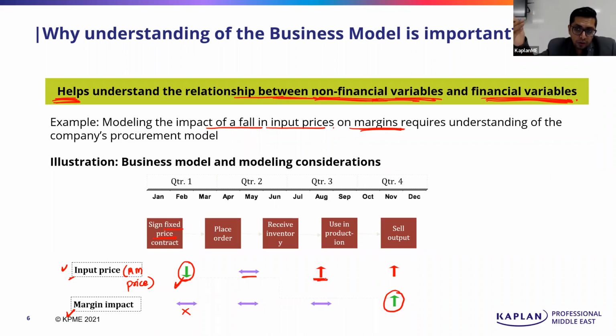Now, these goods I will sell in quarter 4. So what happens over here? The lower cost will only impact the profit and loss statement in quarter 4. Now, if I did not understand the business model, if I did not know any of this picture, that once I sign a contract, I will have to place an order, then receive the inventory, then use it in production, and then finally sell it, so that the cost appears on the income statement.